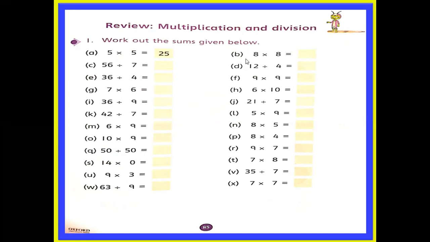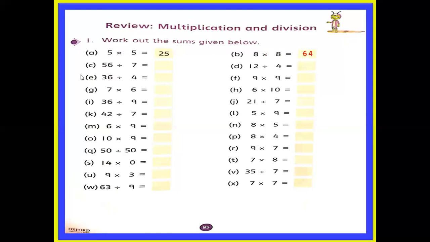This is our first. We will do the B part. Read the table of 8 multiplied by 8, meaning read the table of 8 times. So 8 ones are 8, 8 twos are 16, 8 threes are 24, 8 fours are 32, 8 fives are 40, 8 sixes are 48, 8 sevens are 56, and 8 eights are 64.